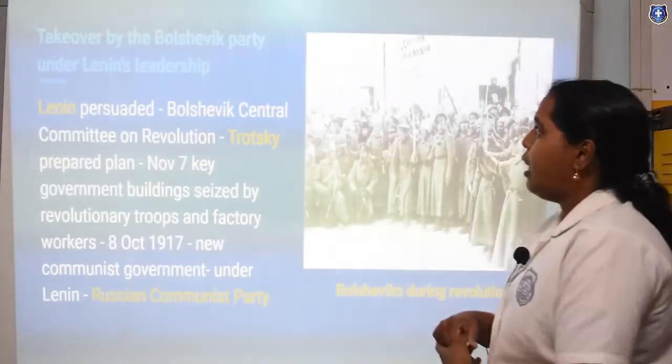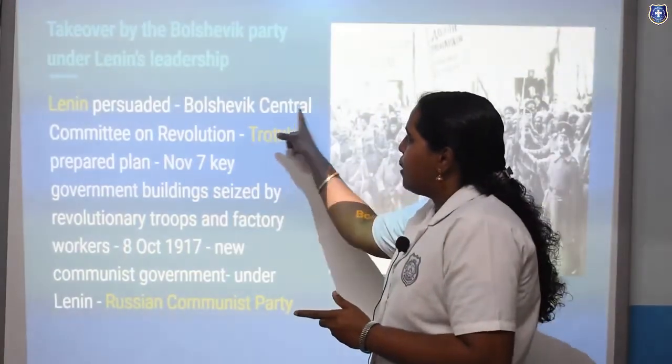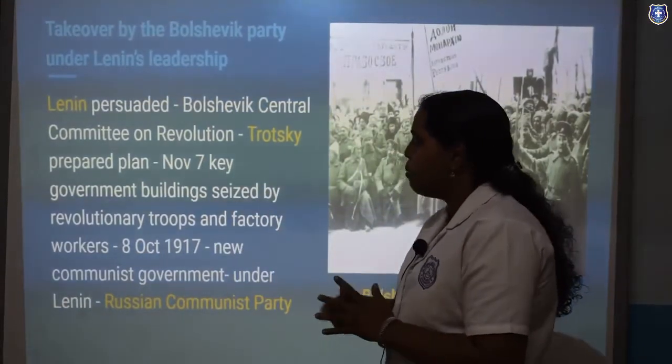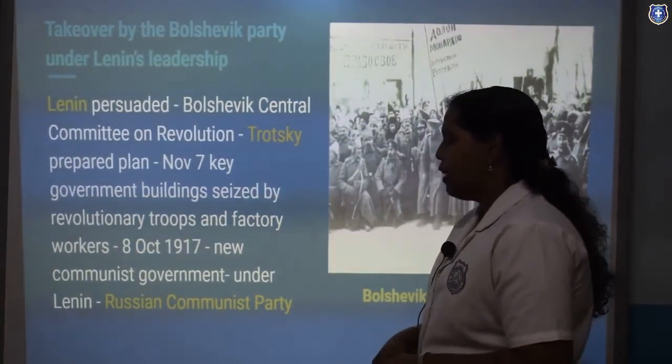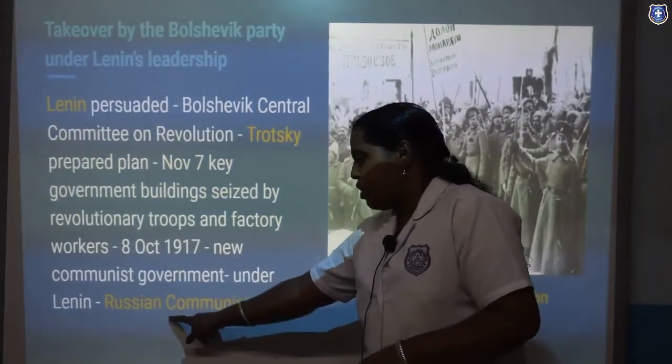Next one, takeover by the Bolshevik party under Lenin's leadership. Lenin persuaded the Bolshevik Central Committee on revolution. Trotsky prepared the plan. November 7, key government buildings were seized by revolutionary troops and factory workers. In October 1917, a new communist government under Lenin started, the Russian Communist Party.